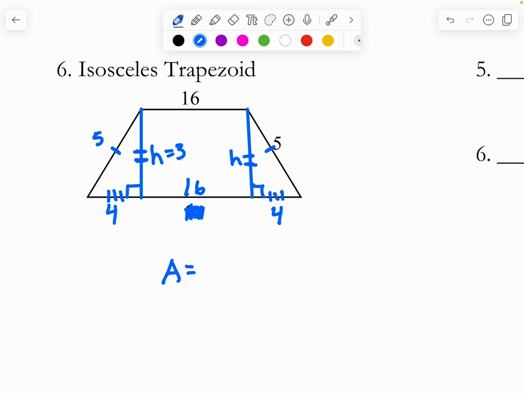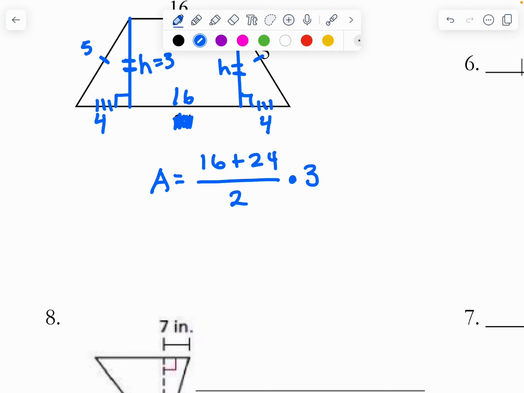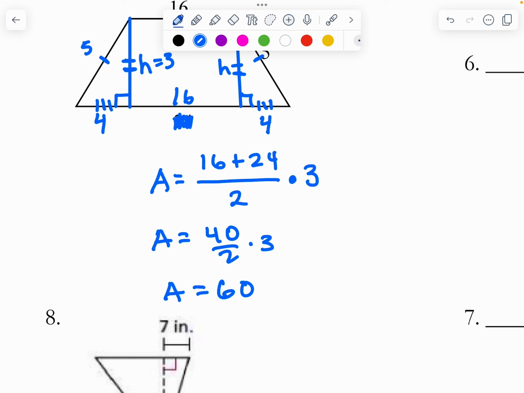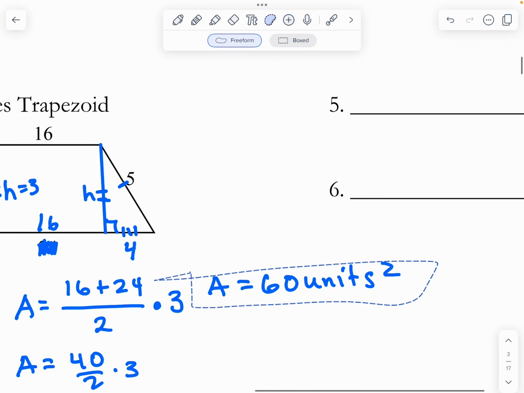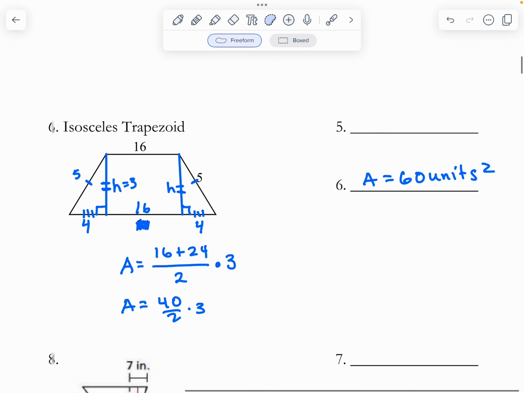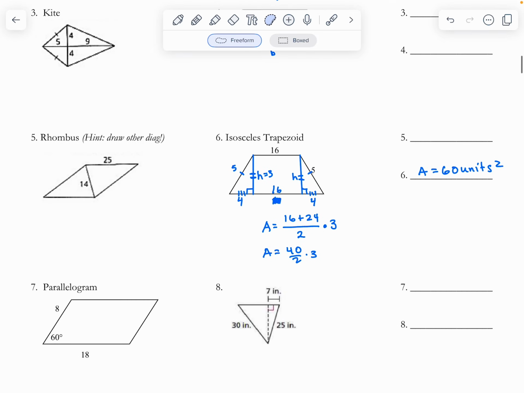Remember, my area here is going to be my base plus my second base, 16 plus 24, divided by 2, times my height. Area is equal to 40 divided by 2 times 3, which ends up giving me 60 units squared. I'm going to go ahead and write that in the answer for number 6, I believe that was. Yep. Boom. My answer. I think I'm going to do one more problem.